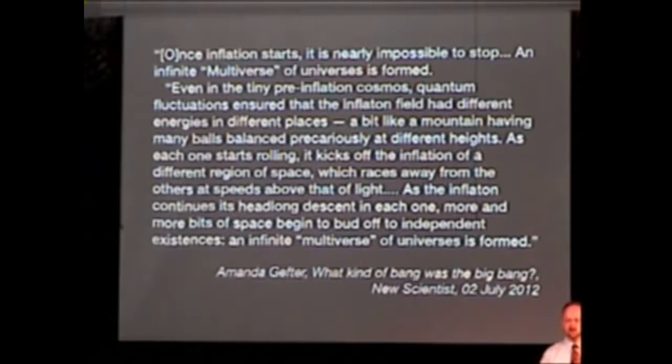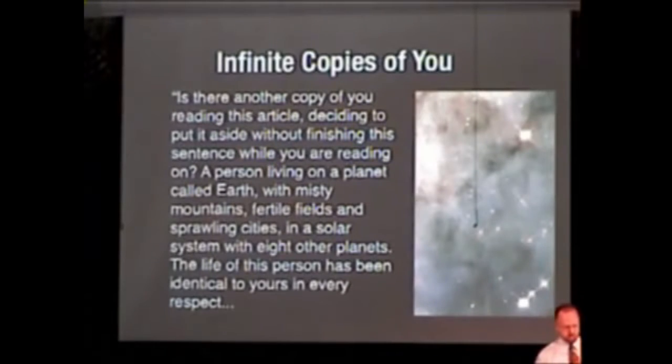Now, this has some pretty weird ramifications, as this paper began with. Is there another copy of you reading this article, deciding to put it aside without finishing the sentence while you are reading on? A person living on a planet called Earth, with misty mountains, fertile fields, and sprawling cities, in a solar system with 8 other planets.